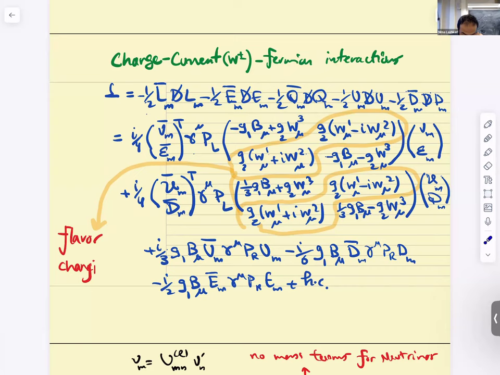All right, let's expand them. So I'm going to first expand this guy, the left-handed one. Let me clarify what I'm expanding. I'm expanding this in the first line, and then I'm expanding this guy in the second line here. All right, so let's focus on the first term.